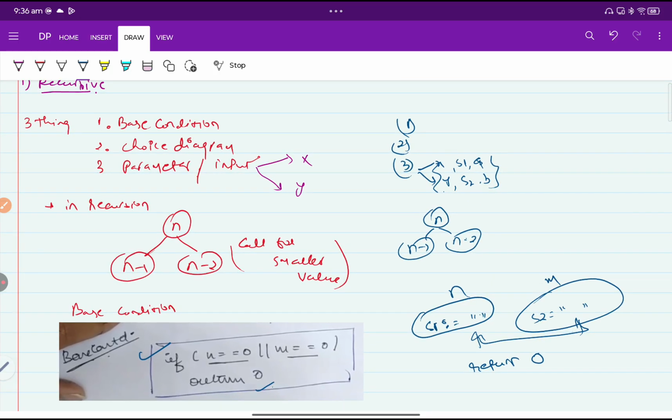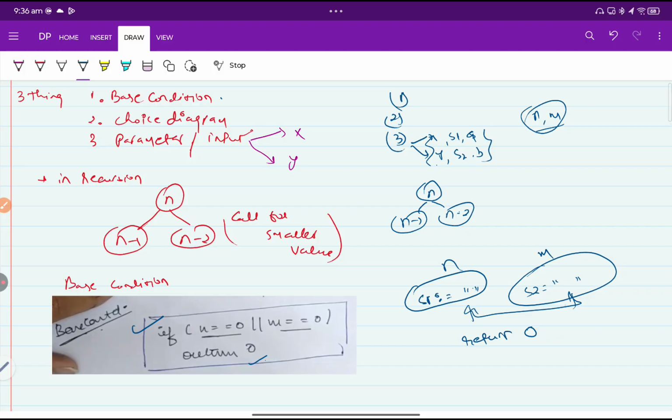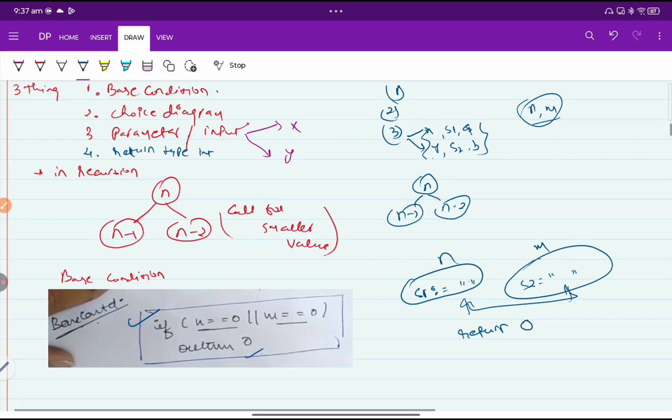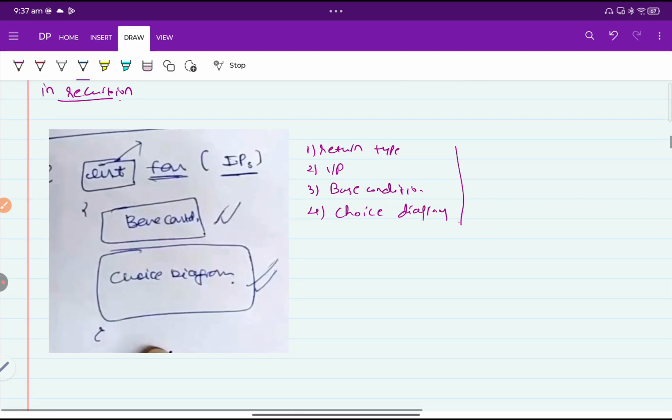Two things have happened: the base condition and the parameters, as we have discussed. The x and y are the two inputs, and along with that we also take n and m as inputs. One important thing is that the return type is also an integer.